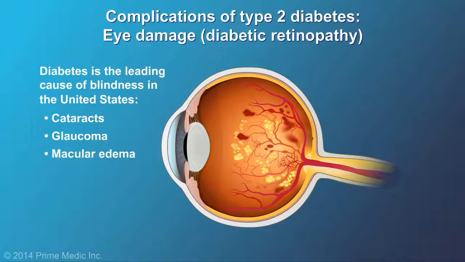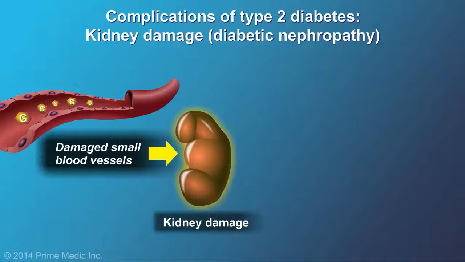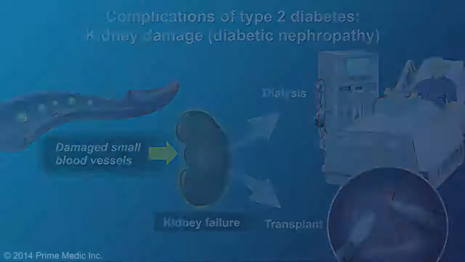Diabetes remains the leading cause of blindness in the United States. Diabetic kidney disease, also known as diabetic nephropathy, is another serious complication that remains the leading cause of kidney failure requiring dialysis or kidney transplantation.